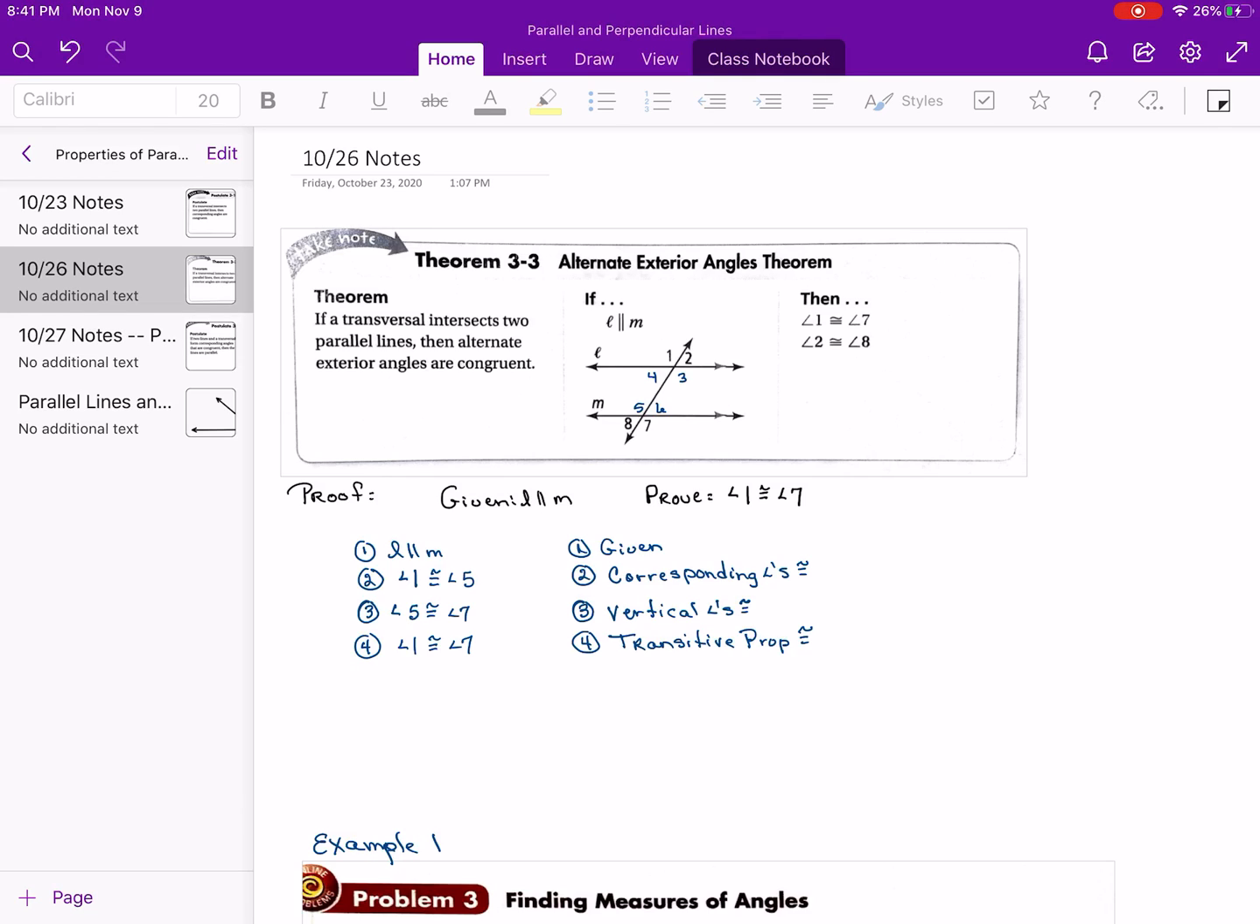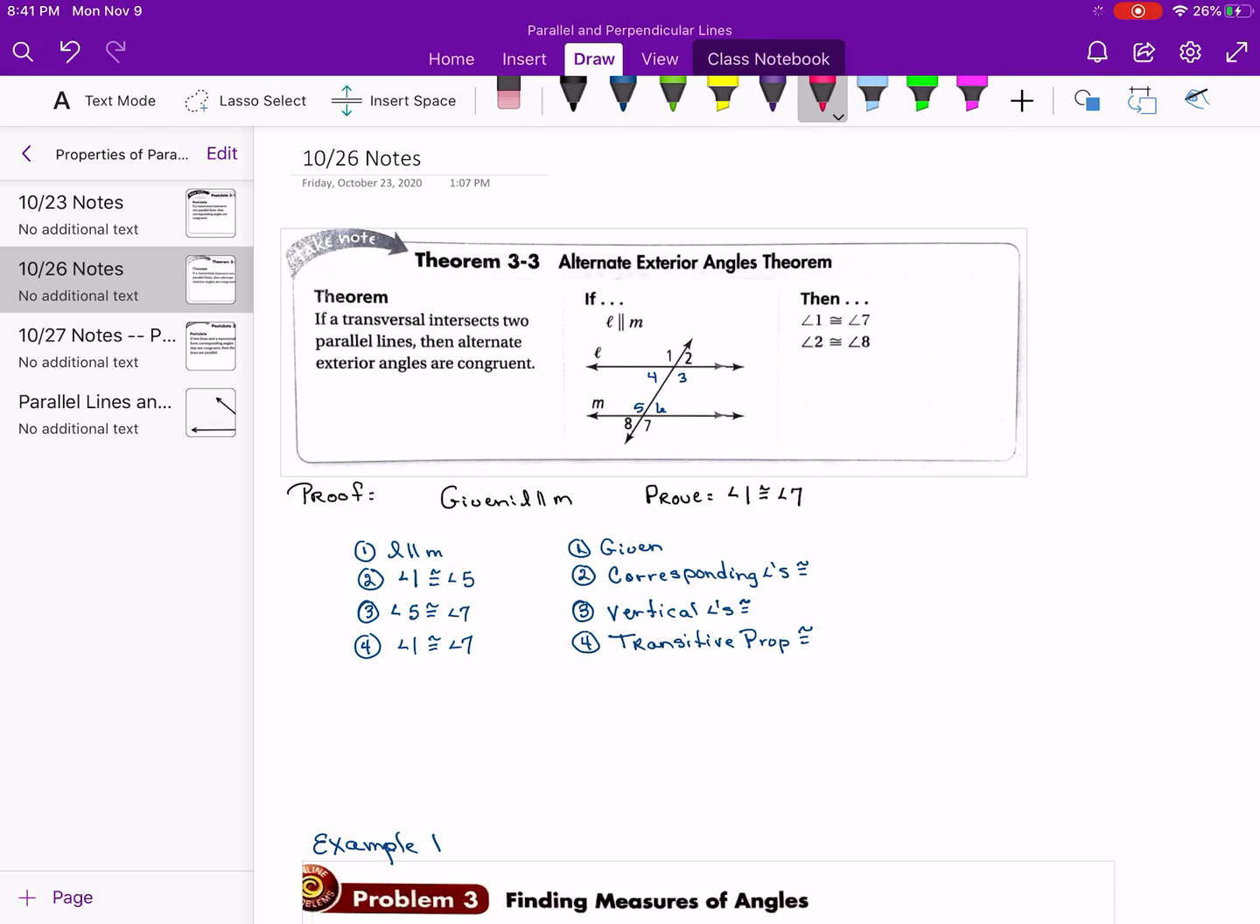We've already been looking at parallel lines cut by a transversal. From yesterday, we knew that alternate interior angles are congruent, corresponding angles are congruent, and same side interior angles are supplementary. Today I'm showing you the proof that alternate exterior angles are also congruent. And I already have it worked out. I thought we'd just kind of talk through it.